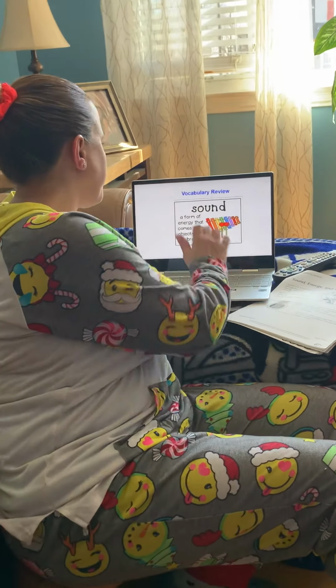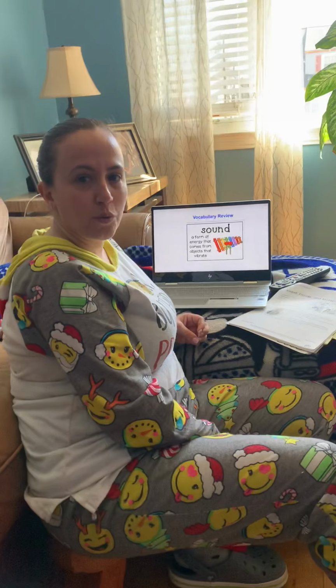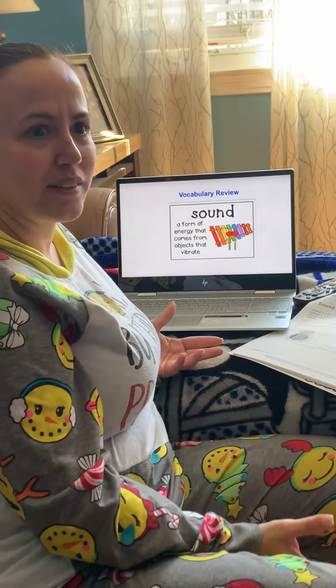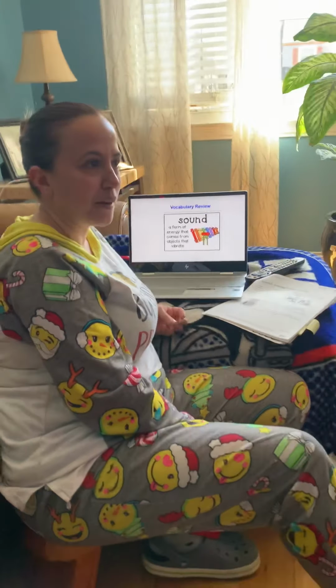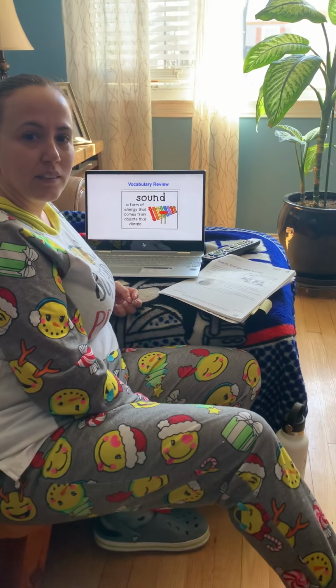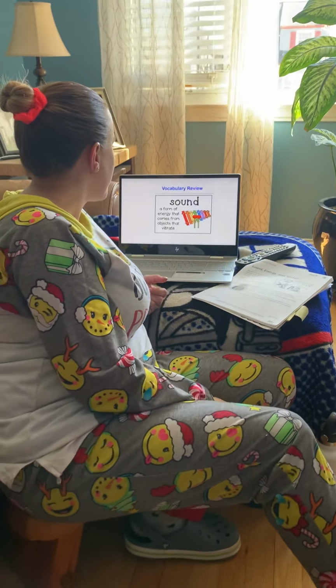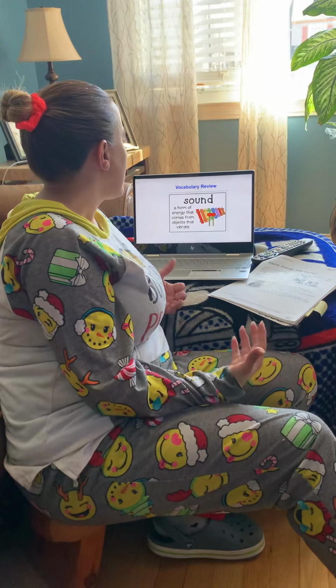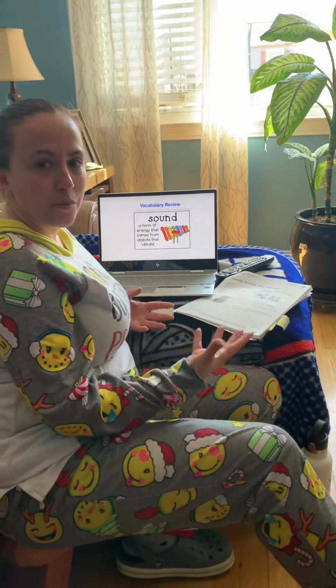So before we begin the lesson, I want to go over the vocabulary that we've learned in science about sound, energy, and matter. So here we go, a vocabulary review. The first word we're going to go over is the word sound. So who can remember what is sound? I'll give you a few seconds to think about it. What is sound? Yeah, you're right. It's a form of energy that comes from objects that vibrate. So anything that comes from an object that vibrates is a sound.